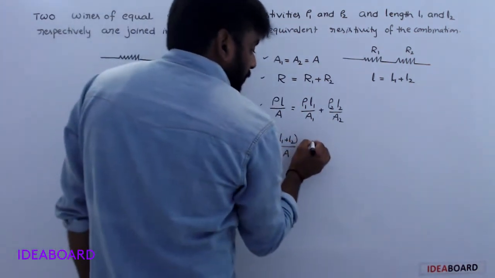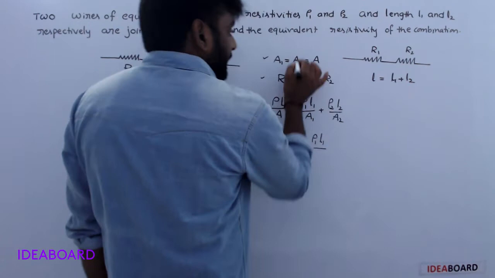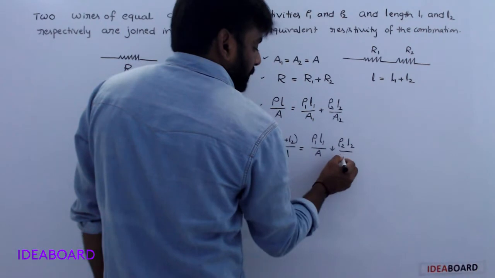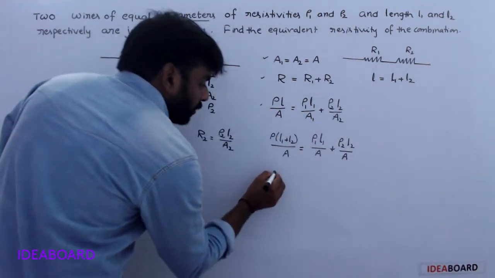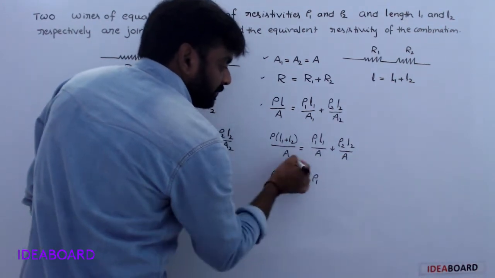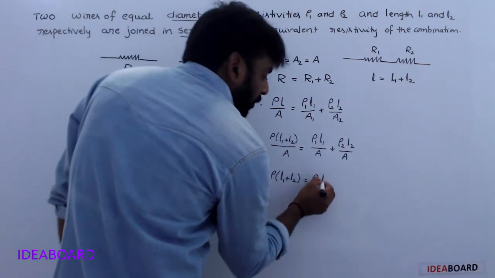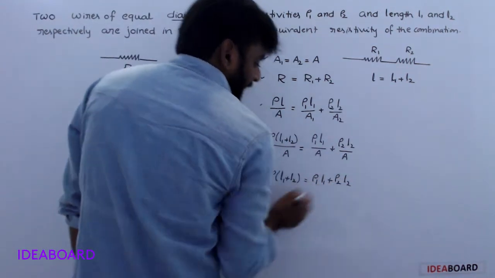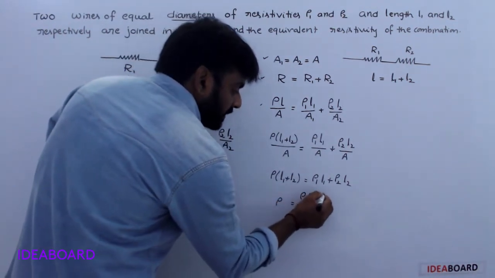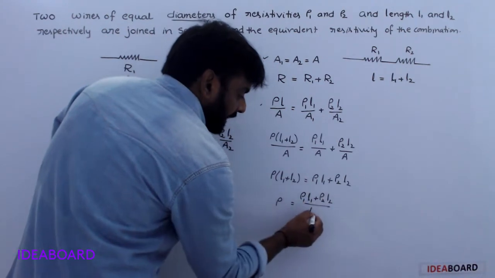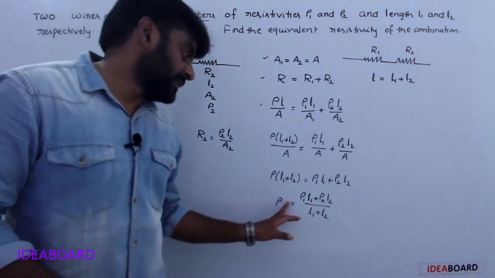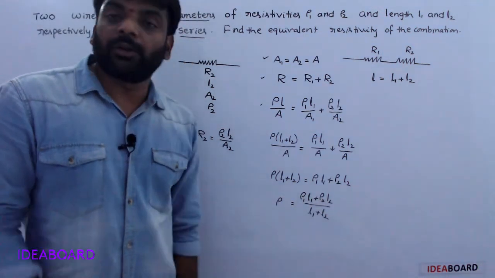Rho 1 L1 by A, since the areas are the same, plus rho 2 L2 by A. Understood? Rho times (L1 plus L2) equals rho 1 L1 plus rho 2 L2, because the area cancels on both sides. So rho is written as rho 1 L1 plus rho 2 L2 by L1 plus L2. Understood? Rho is equal to (rho 1 L1 plus rho 2 L2) by (L1 plus L2).